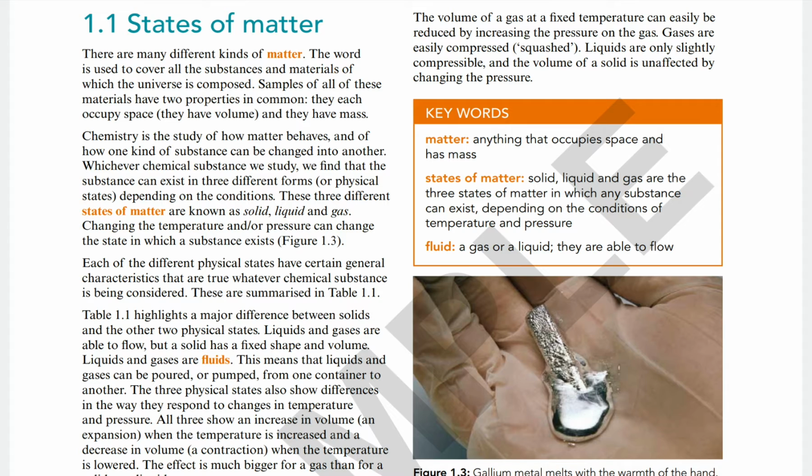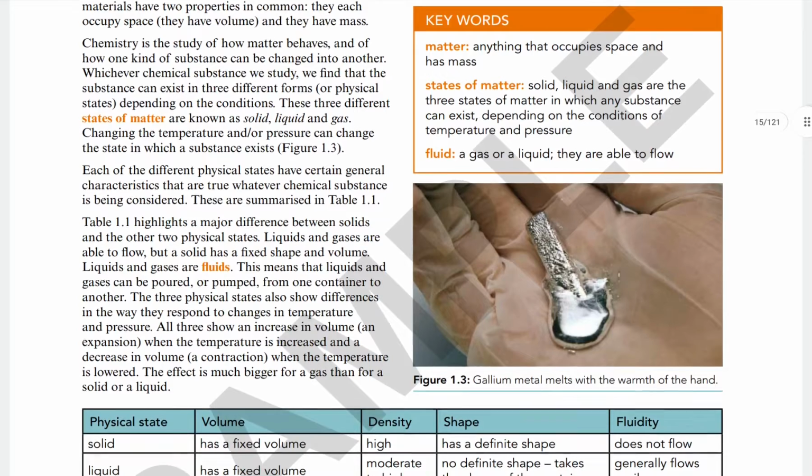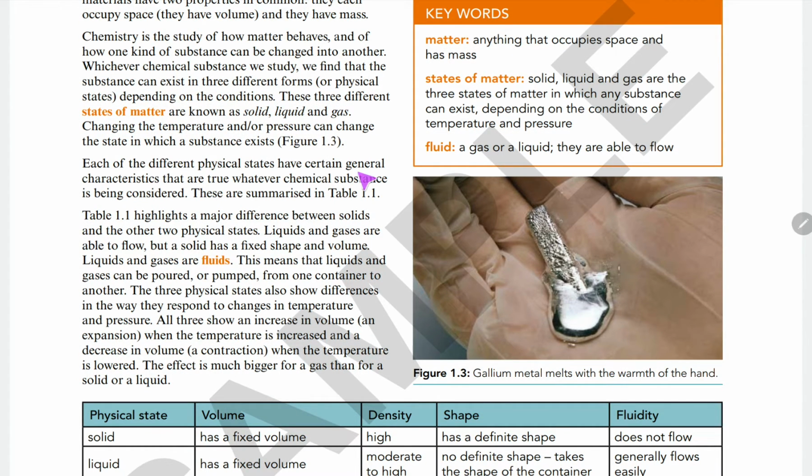So it's very important in chemistry. Depending on conditions, these different states of matter are known as solid, liquid and gas. Changing the temperature or pressure can change the state in which a substance can exist. Either by changing temperature or by changing pressure, we can change the states of matter. Each of the different physical states has certain general characteristics that are true whatever chemical substance is being considered. Whatever metal or element it is, it will have a general property. If it is solid, it will have a fixed shape, a fixed volume, a strong force of attraction, and an orderly lattice.